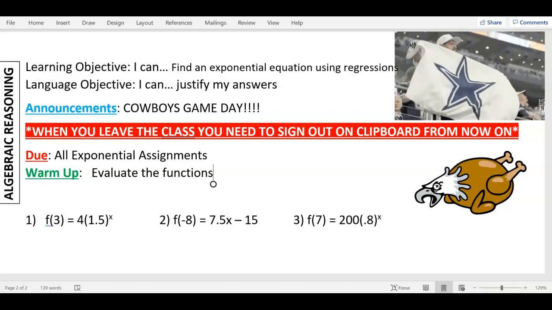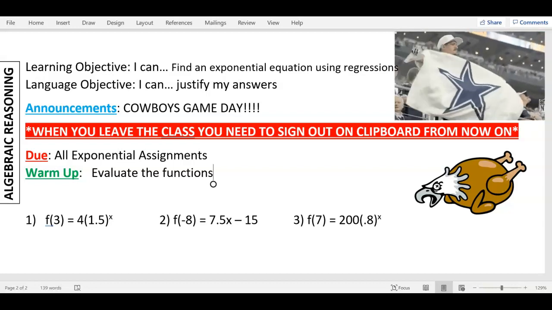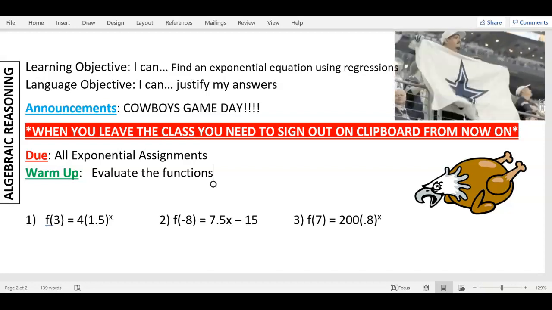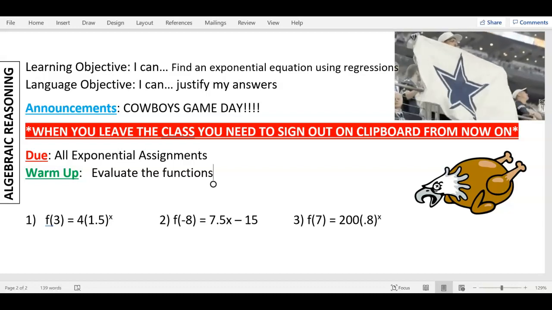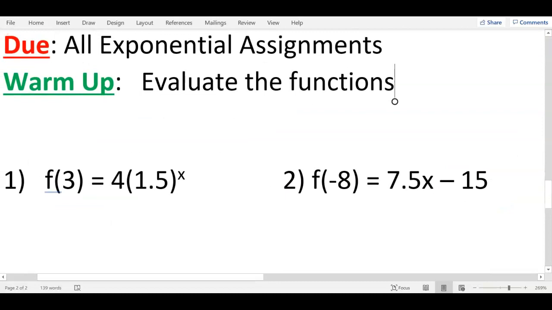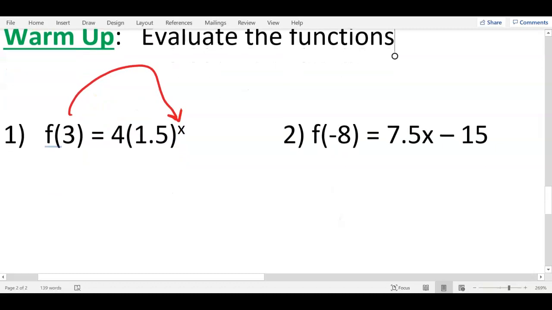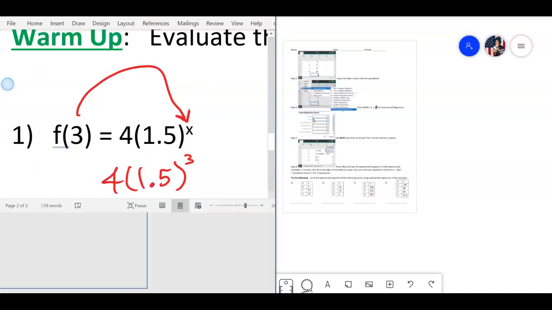Now, on number 1, we are evaluating functions, right? So when it says f parentheses, the way you say it is f of 3, okay? F of 3 means you're going to plug in that 3 where you see x. I would suggest rewriting it with a 3 instead of that x, right? So 4 times 1.5 to the power of 3. Since this is just an expression, not an equal sign thing, you can just type that into your calculator to evaluate that expression.